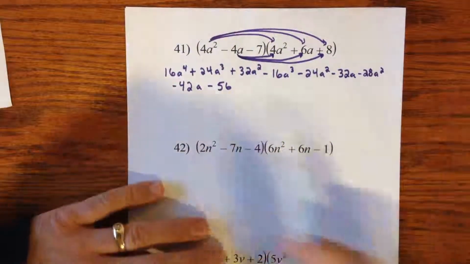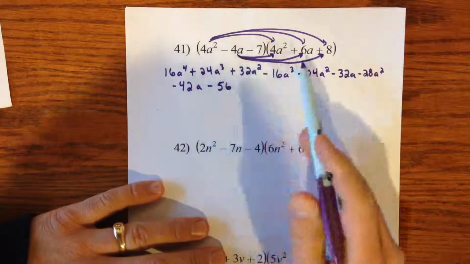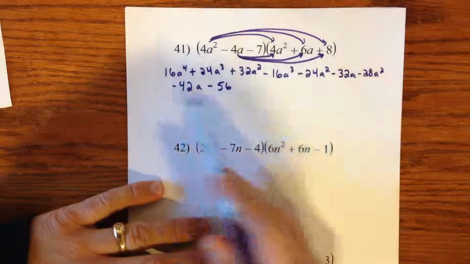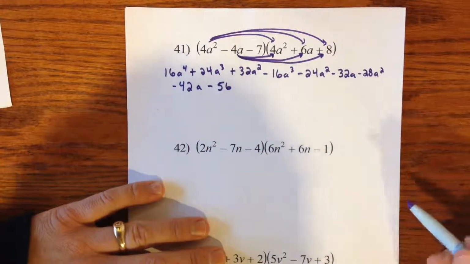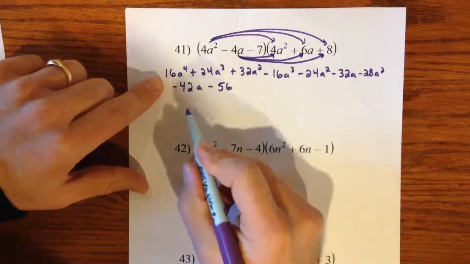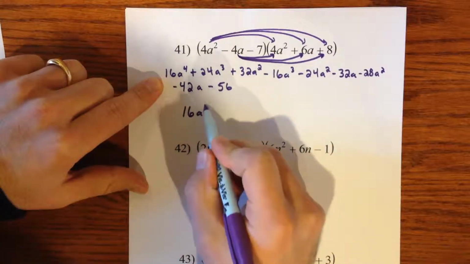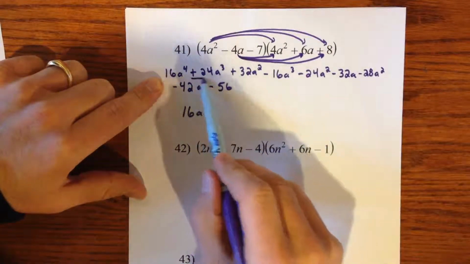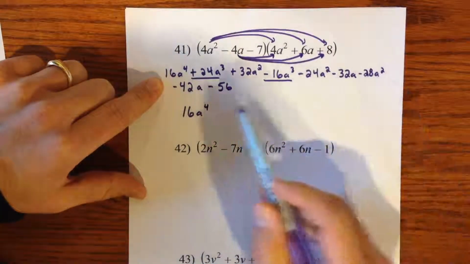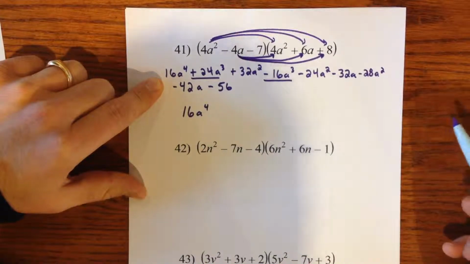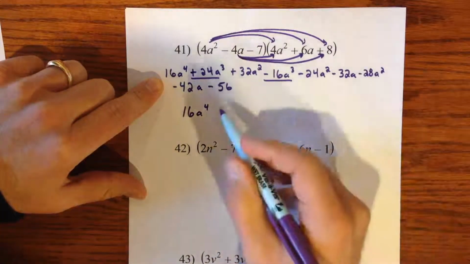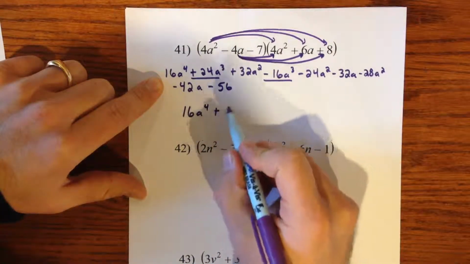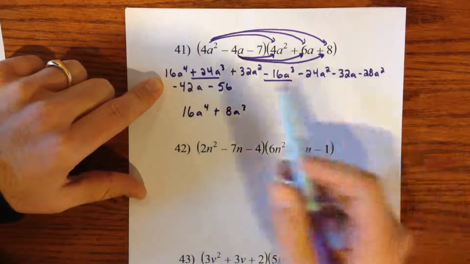Alright, so I have 9 terms. When you do 3 terms by 3 terms, you're going to end up with 9 terms before you simplify. And so it looks like we have that. Now, we have to be careful here. Looks like we have 2 a to the thirds. So that's going to be positive 8a to the third.